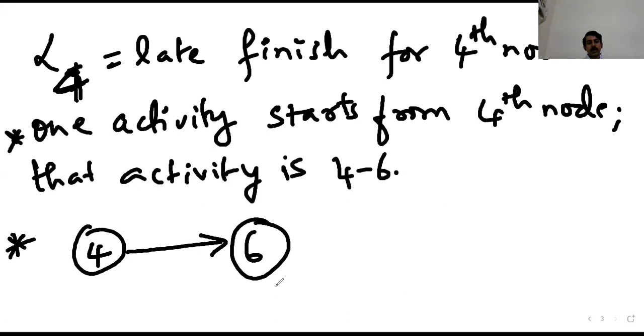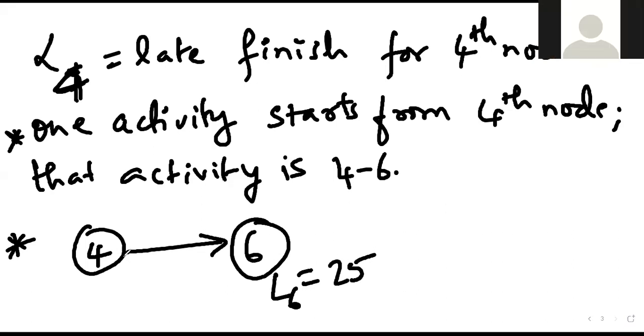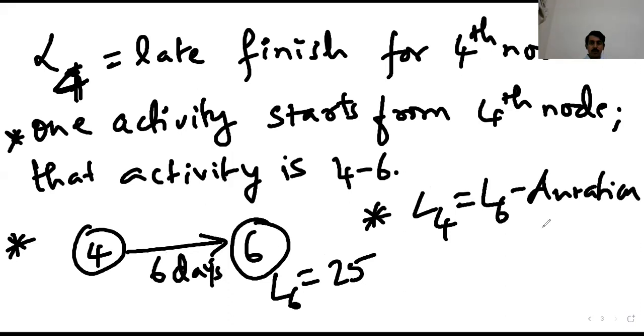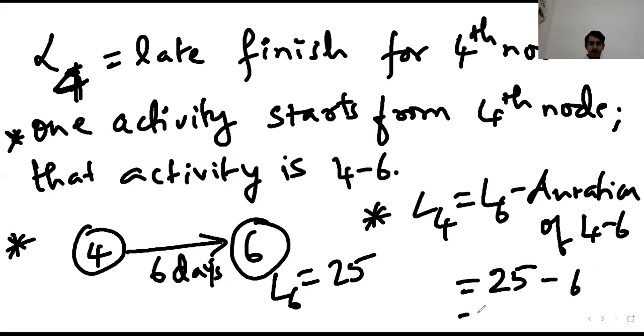So we have L6. What is L6? 25. And the duration of 4-6? 6. So L4 will be equal to L6 minus the duration of 4-6. L6 is 25, so 19 should be the answer. Everyone getting the same answer? Yes, sir.